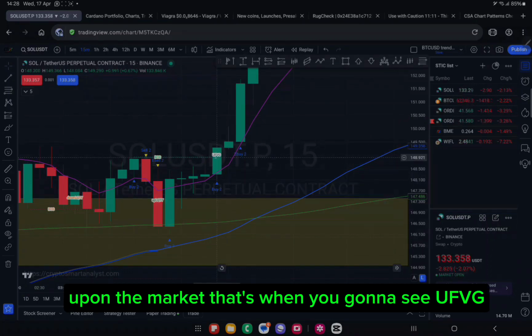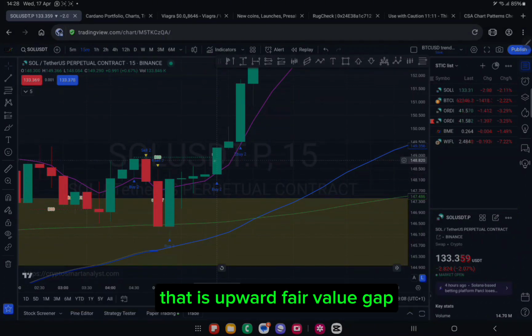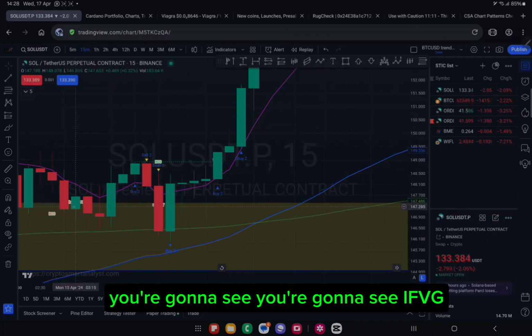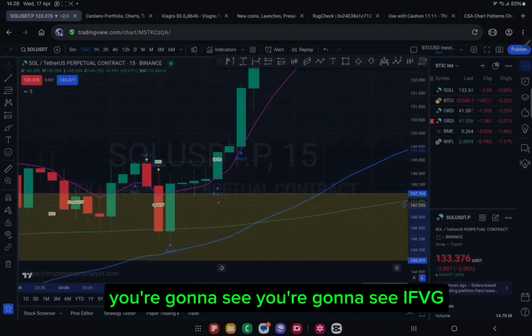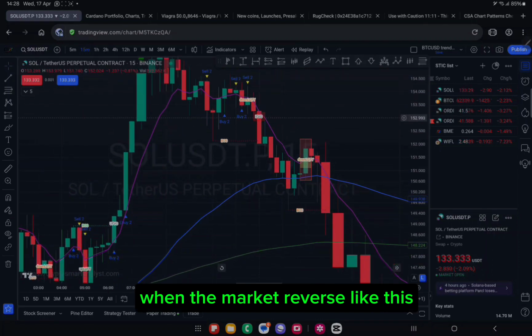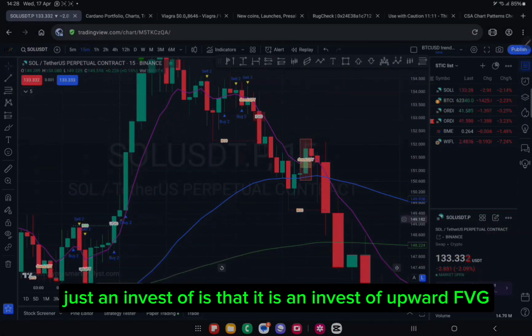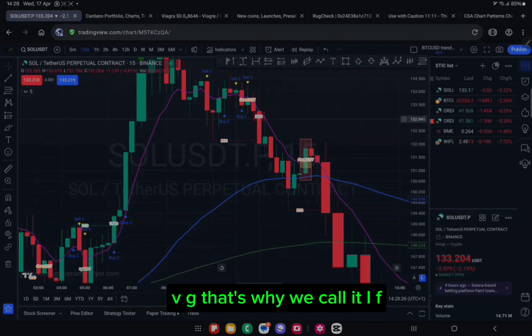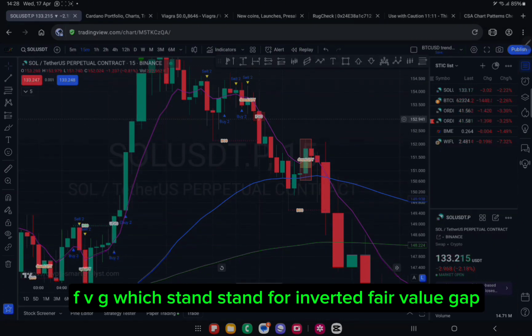That's when you're going to see FVG. That is upward fair value gap. You're going to see IFVG. Let me delete this. You're going to see IFVG when the market reverses like this. It is the same thing, just an inverse of upward FVG. That's why I call it IFVG, which stands for inverted fair value gap.